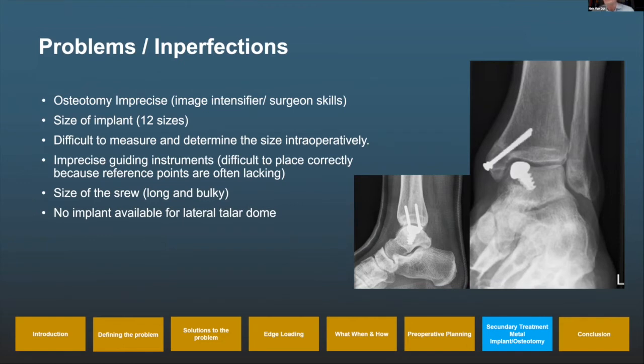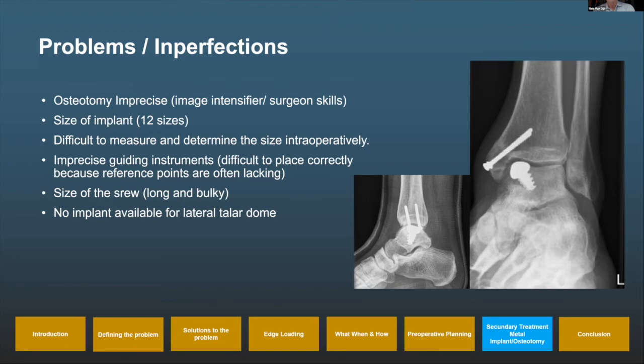Some surgeons prefer to do it under fluoroscopy, which might not be a bad idea, but it is a little bit clumsy to need the radiography. It can be a challenge to have the osteotomy in exactly the correct position. The size of the implant, there were only 12 sizes which you have to choose from, so it never was exactly the size of the patient.